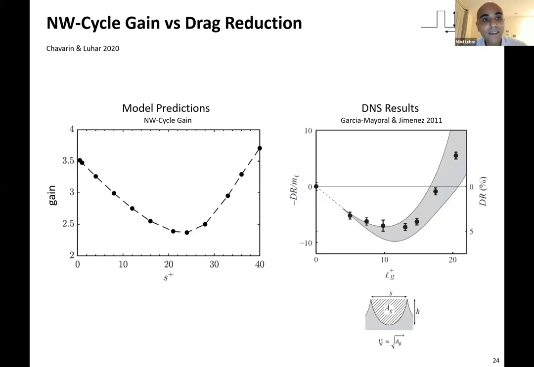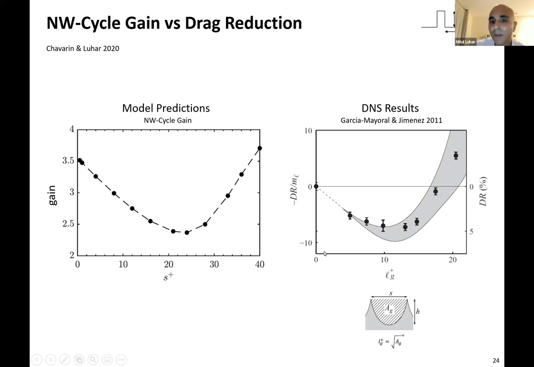Okay. We can actually look at near wall cycle gain versus drag reduction. So these are model predictions on the left for near wall cycle gain. And on the right are DNS results from Garcia Mayoral and Jimenez for drag reduction over these rectangular riblets. The x-axes are somewhat different. On the left, I'm just plotting the spacing. And on the right, Garcia Mayoral and Jimenez plot drag reduction as a function of groove cross-sectional area, this LG plus. So this LG plus essentially represents the square root of groove cross-sectional area. You can think of this as being a length scale that's analogous to a hydraulic diameter, for example.